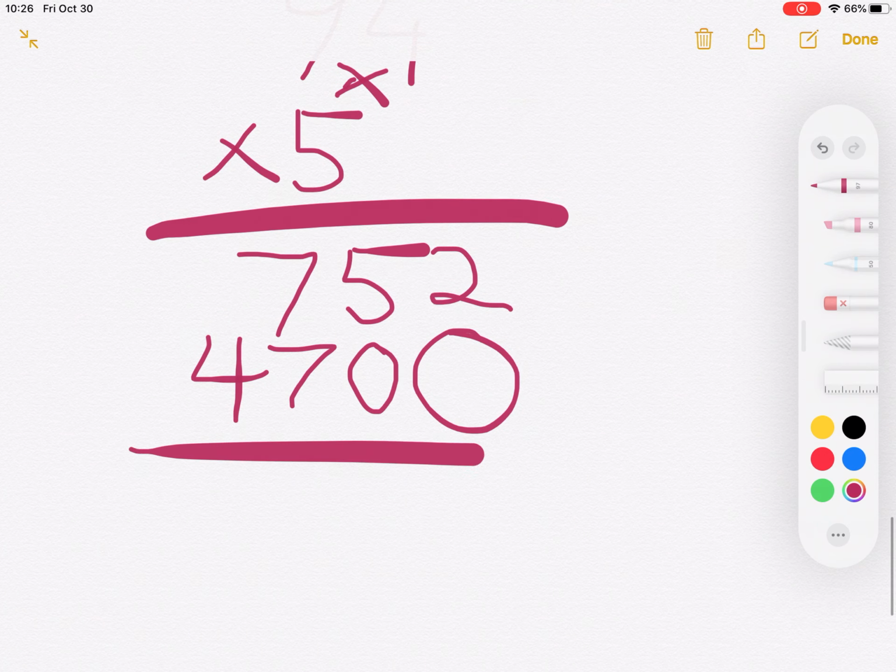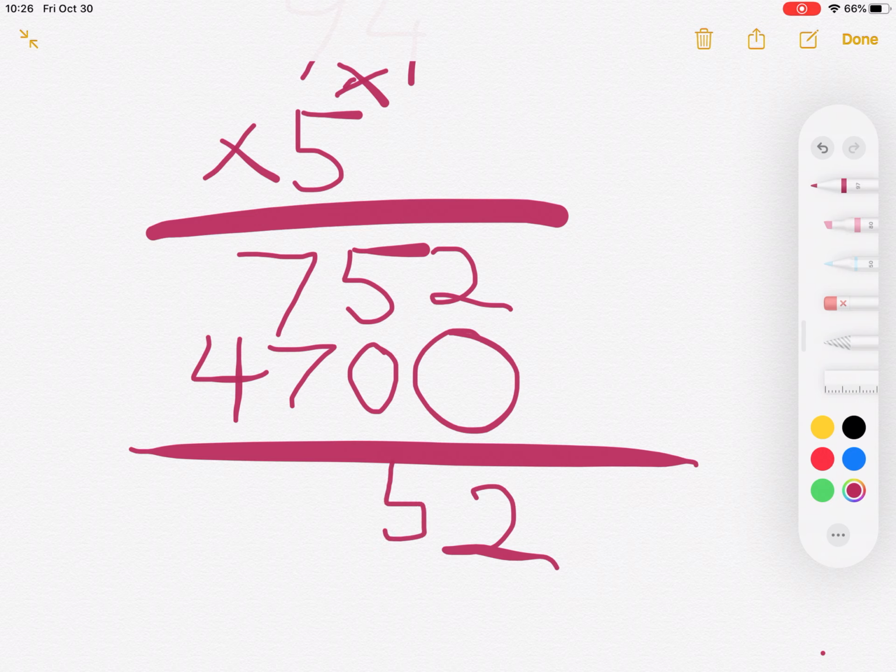And now we add these. 2 plus 0 equals 2. 5 plus 0 equals 5. 7 plus 7 equals 14. Carry the 1. And then 4 plus 1 equals 5. And there's our answer, 5,452. Now let's do one more.